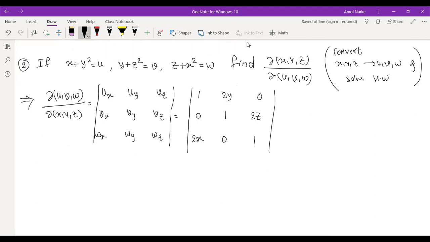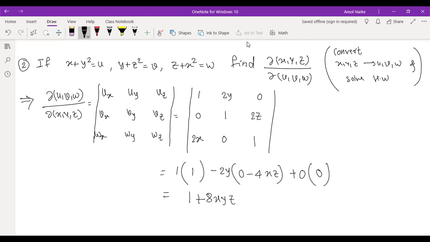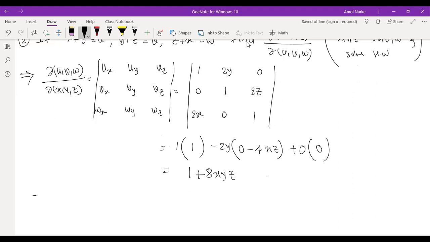So we find the determinant: 1 into 1, minus 0, so it becomes 1; minus 2y with the bracket as it is, this becomes 0, this becomes minus 4xz; plus 0. So what we are getting is 1 plus 8xyz, but this is not required. So this implies the Jacobian of x, y, z with respect to the Jacobian of u, v, w is equal to 1 upon 1 plus 8xyz.